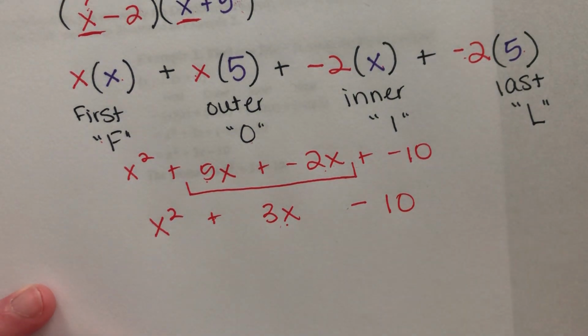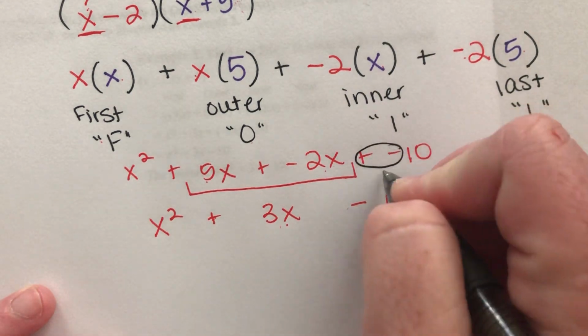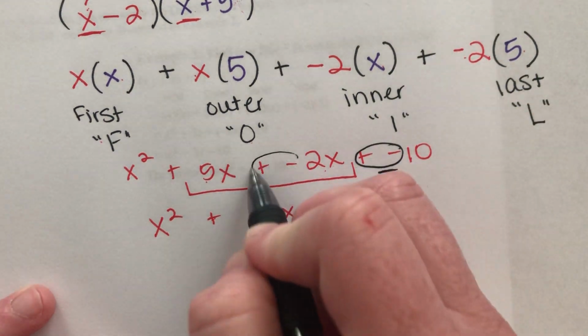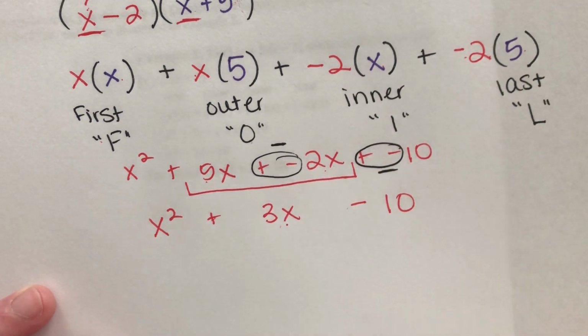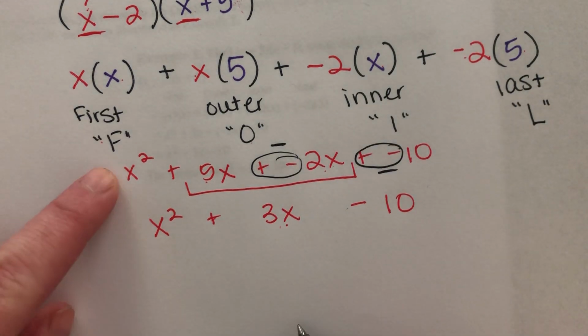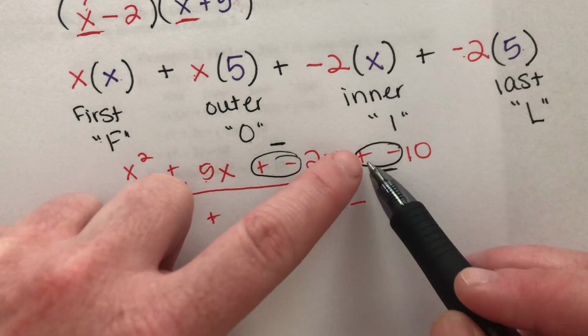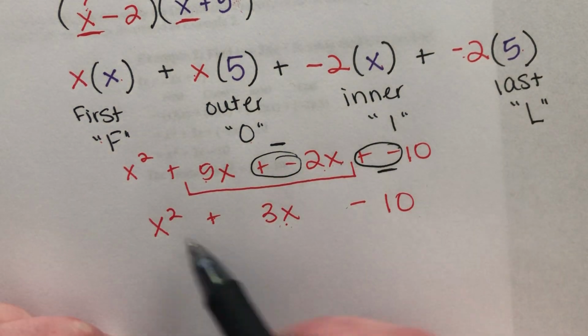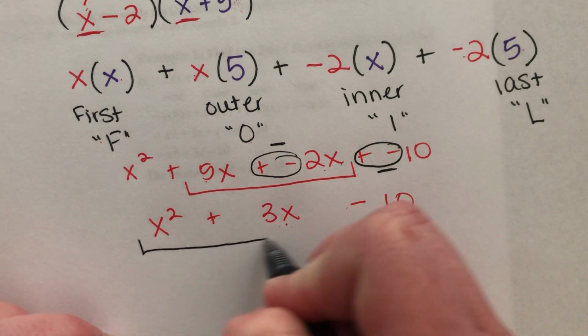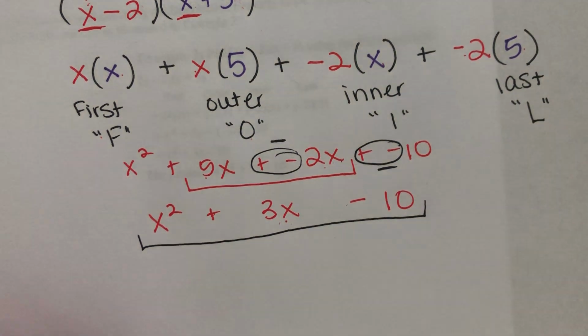All right, we're going to replace our two signs with a minus sign. Replace these two signs with the minus sign. Okay, so x squared, 5x minus 2x is 3x, plus negative 10 is minus 10. And this is our answer. When you multiply two binomials, unless it's a special case, which we will go over in lesson 8-4, you're always going to get a trinomial as the answer.